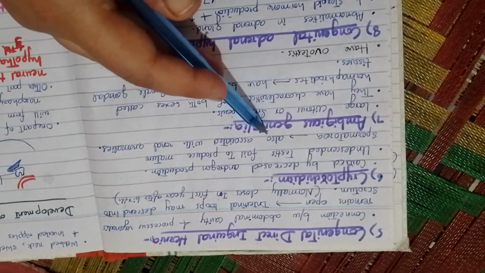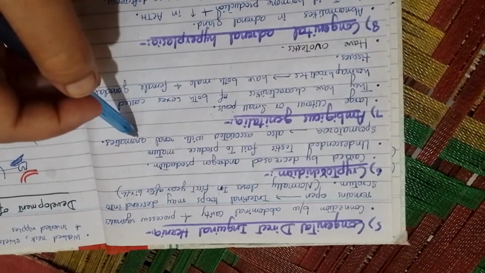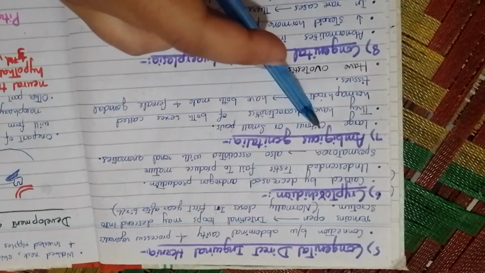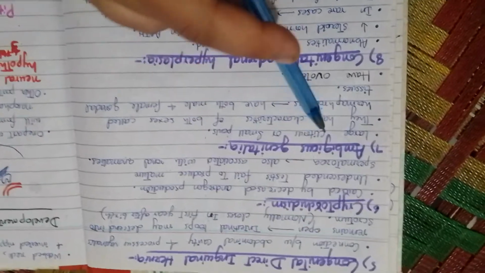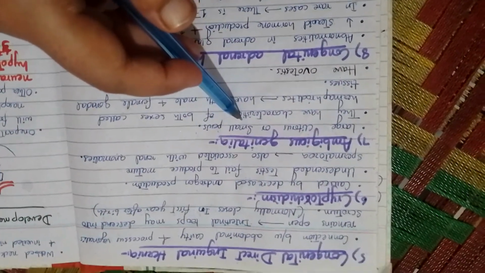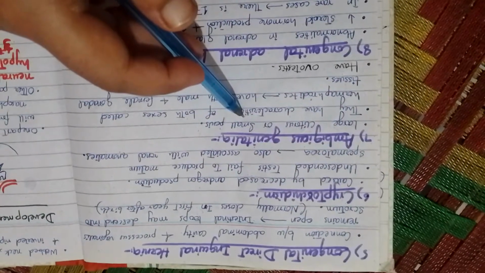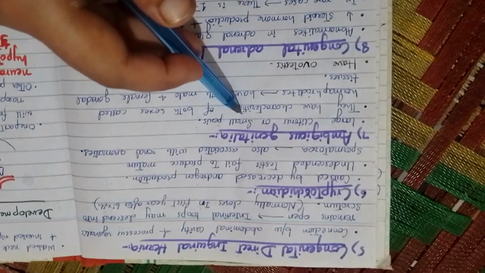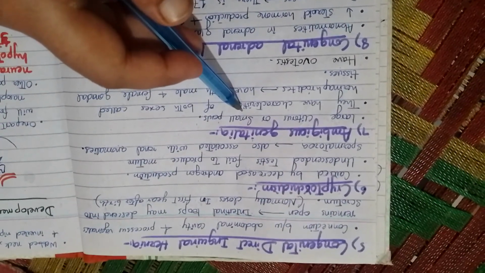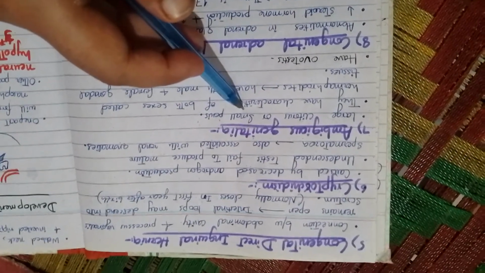It is also associated with renal anomalies. Kidney anomalies are also associated with this. Then another is ambiguous genitalia. When there is a large clitoris or small penis, it is associated with characteristics of both sexes, that is, male and female gonadal structures. The clitoris is very large and the penis is very small, and they have ovotestes.